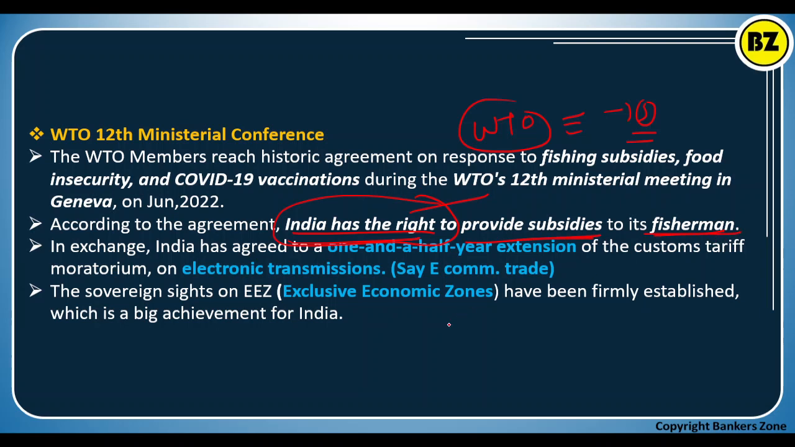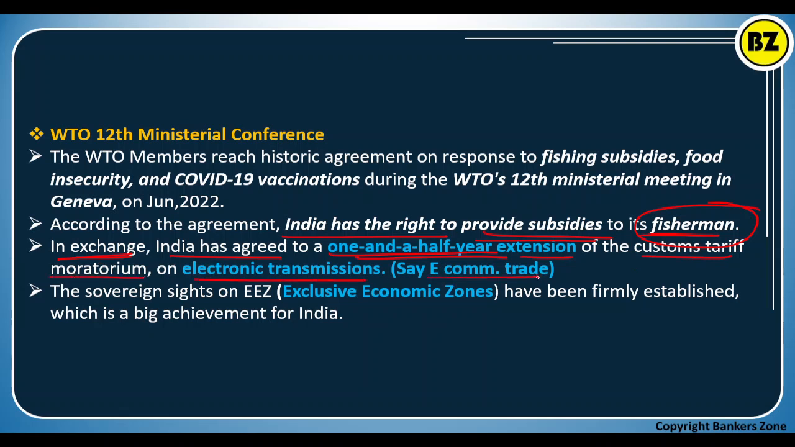See, WTO is for trade, right? So they want us not to give subsidy, and to compete in the global market. But we are a developing country, and we should give subsidy to fishermen and farmers also. So we put our strong view, and they agreed that we will continue giving subsidy to fishermen and even the agriculture sector. In exchange, India has agreed to a 1.5 year extension of the customs tariff moratorium on electronic transmission, say e-commerce trade.